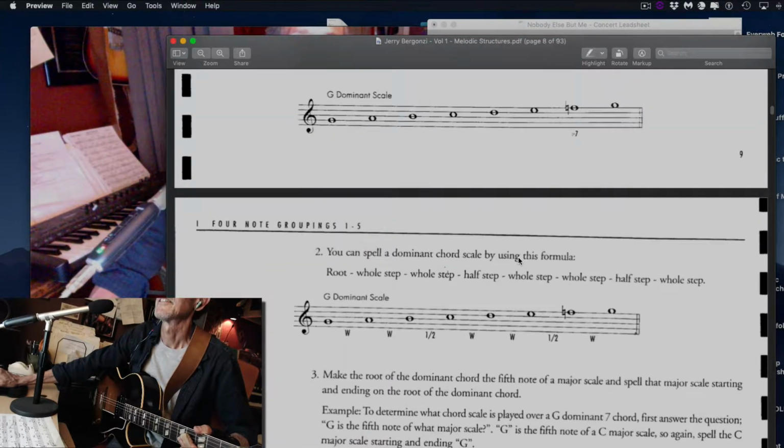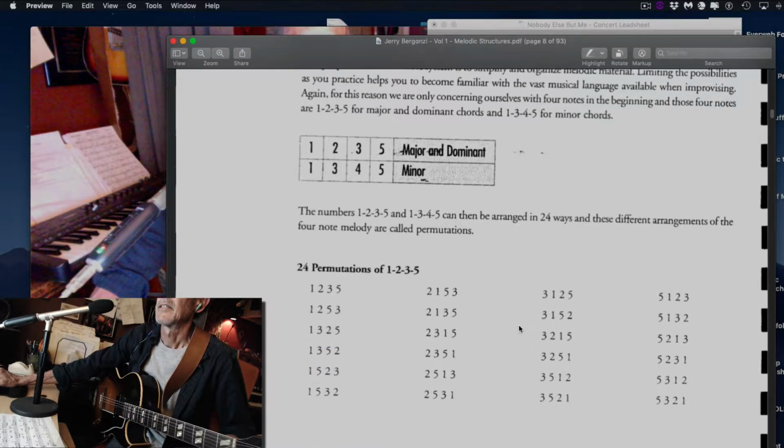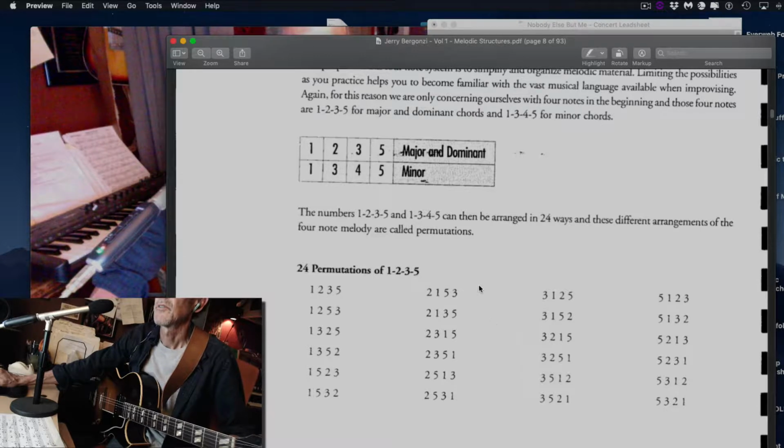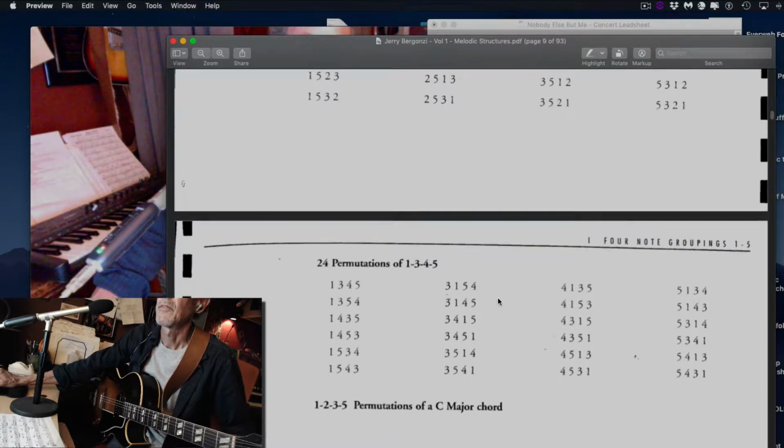So now we get into the permutations of 1 through 5. By permutation, he means we're just dealing with the 1 through 5 scale tones here, and you're going to have 24 different ways of arranging those 4 notes, or 24 permutations. There they are listed: 1, 2, 3, 5, 1, 2, 5, 3, and so on. And then 24 permutations of 1, 3, 4, and 5 as well.